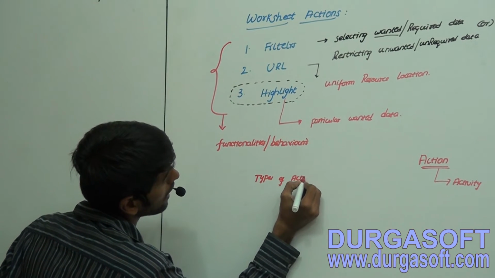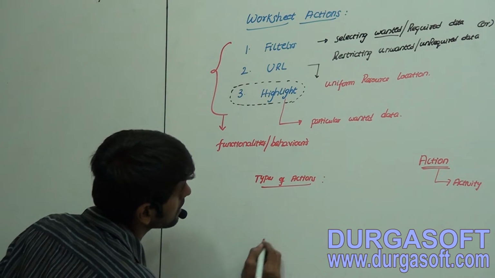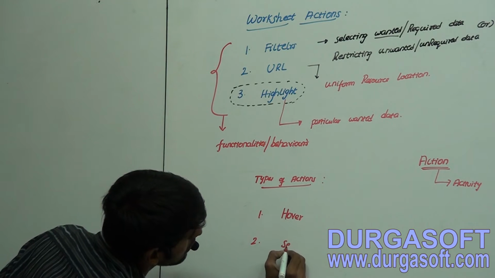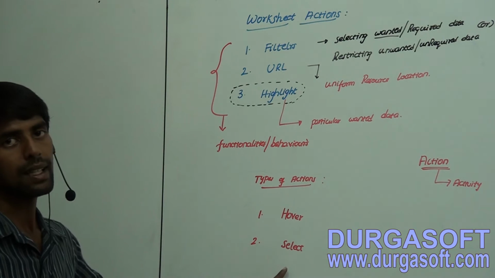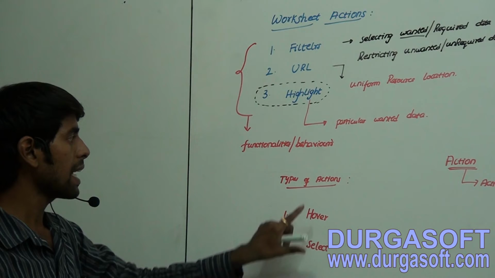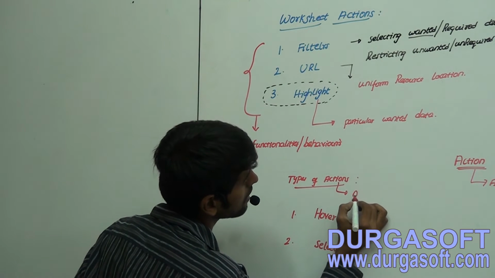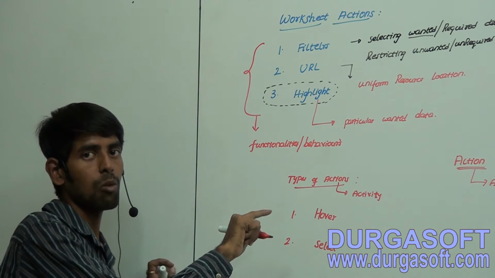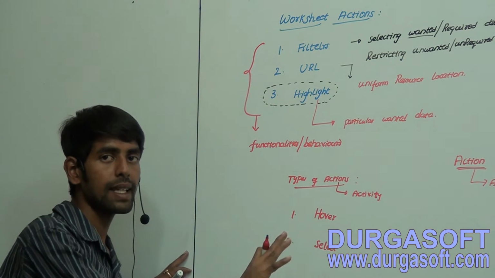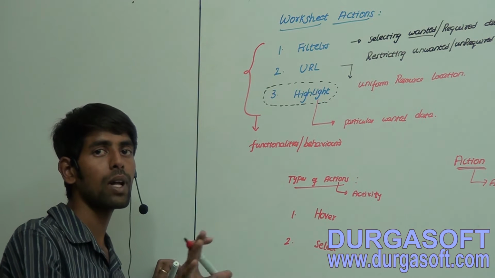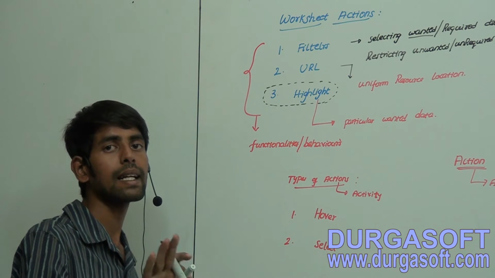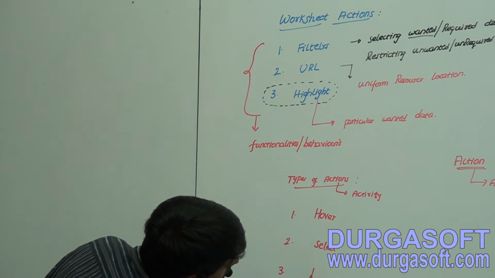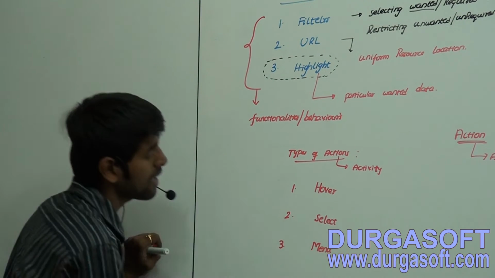Types of actions. Number 1 is hover. Number 2 is select. Guys, select means just a single click activity. That is an action. This is an activity, right? That activity can be anything. Guys, we are going from a novice person's point of view, that is from the scratch level. Try to understand these things. These are very important as part of developing RTS applications, that is real time system applications. Okay, try to focus. Hover, select, and the third one is menu.